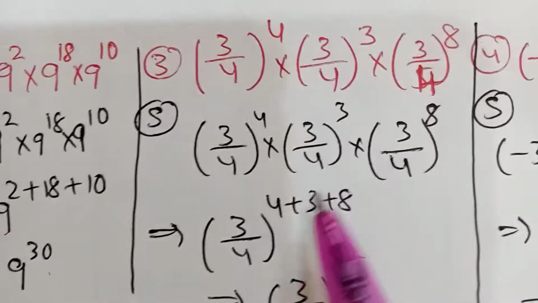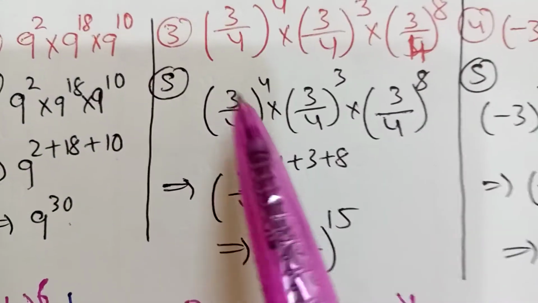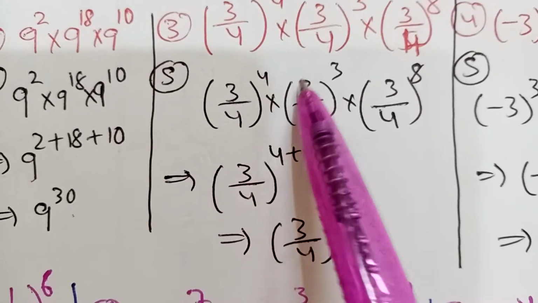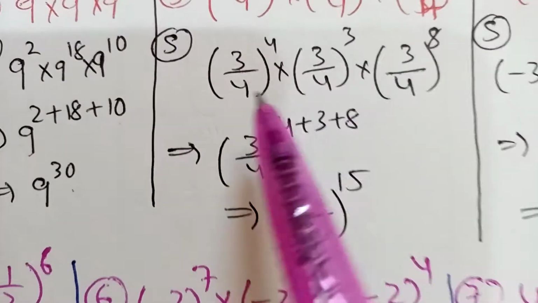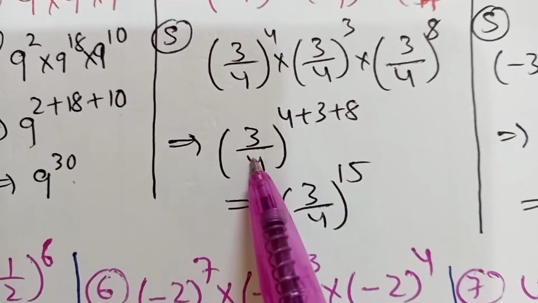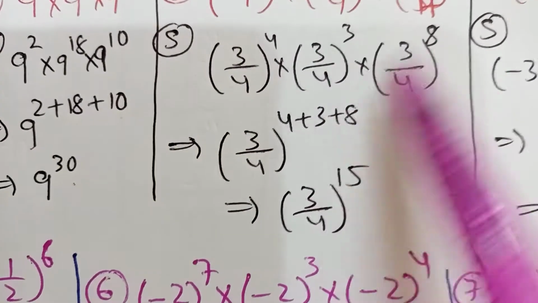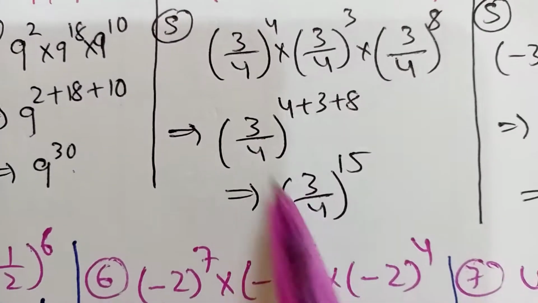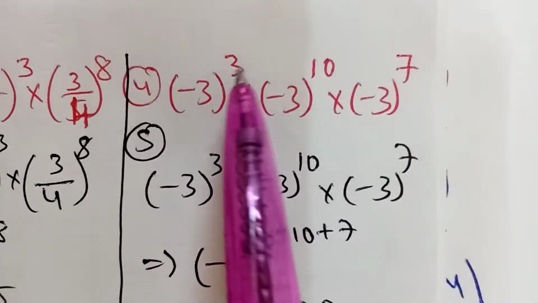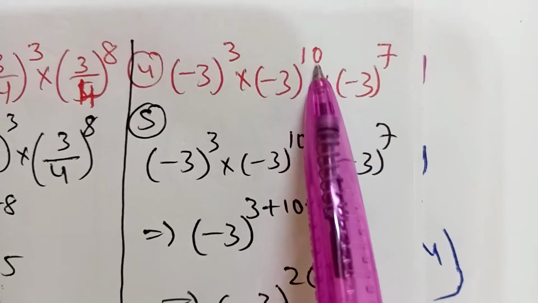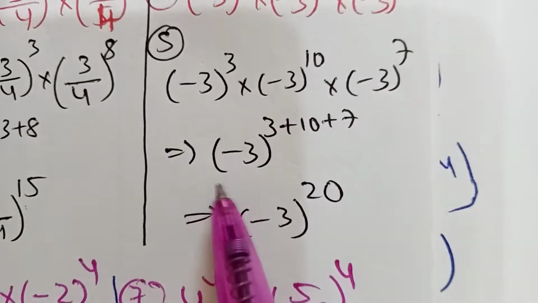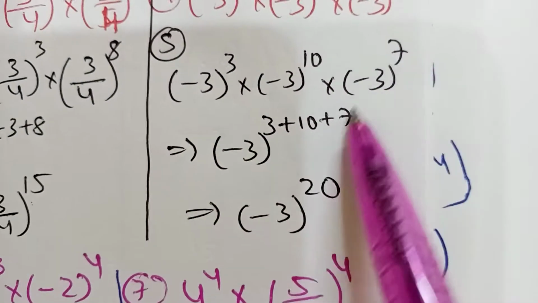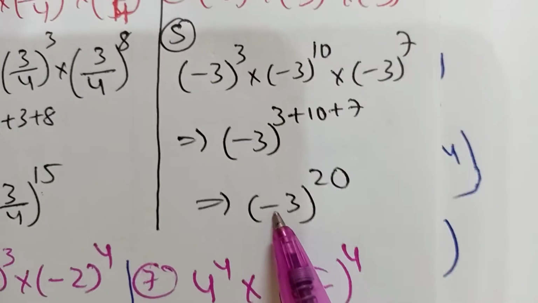Next, (3/4)^4 into (3/4)^3 into (3/4)^8. Bases are same. Write one time. 4 plus 3 plus 8, so (3/4)^15. Next, (-3)^3 into (-3)^10 into (-3)^7. Bases are same. Power should be added. 3 plus 10 plus 7, (-3)^20.